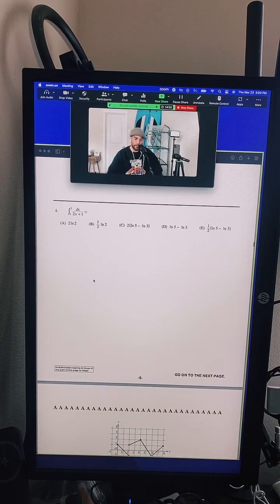Now we go to question 4. Integral from 1 to 2 of dx over 2x plus 1. Okay, so let me know in the chat, what should we do?